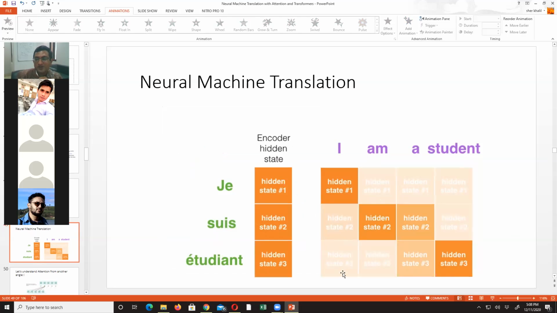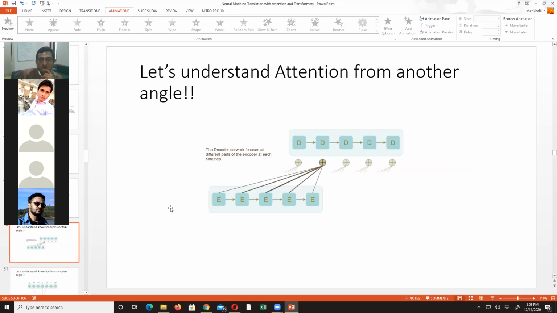Focus on 3, blur everything else. Right. So you can see here, this attention mechanism is nothing but just to focus on the right hidden state, which is coming from the encoder. It says, ignore everything else, just focus on what is important at this time state.